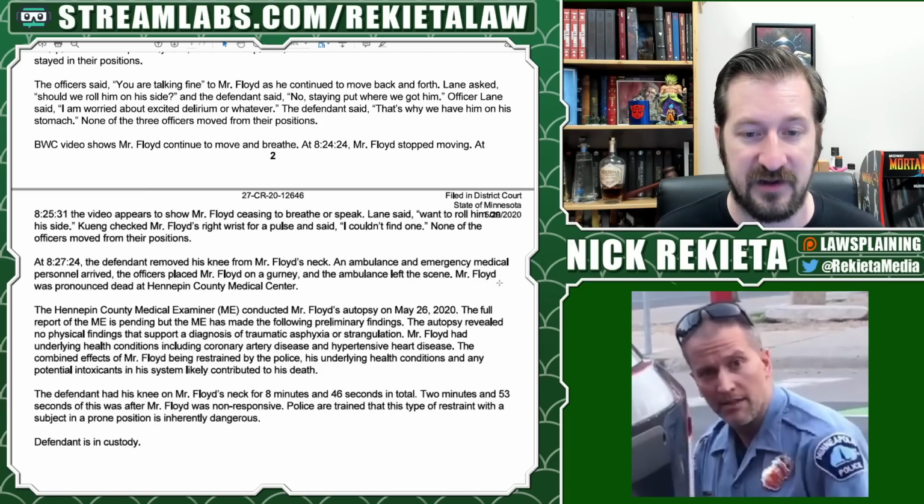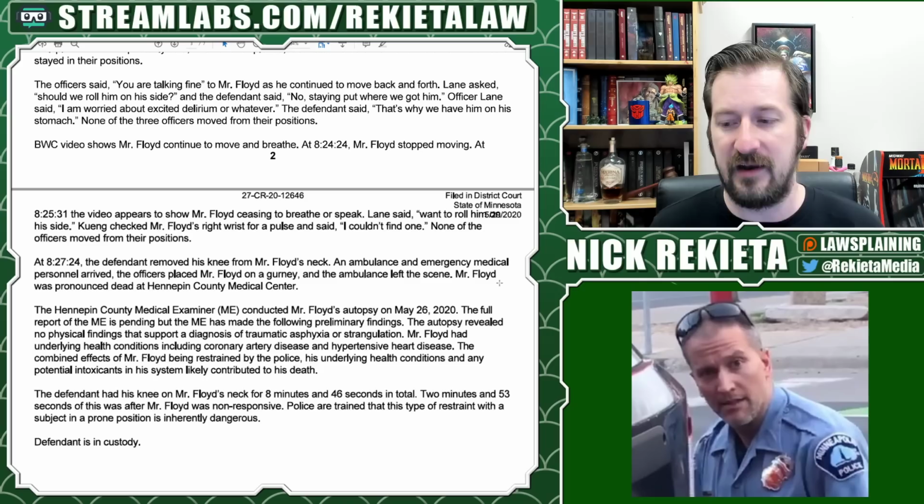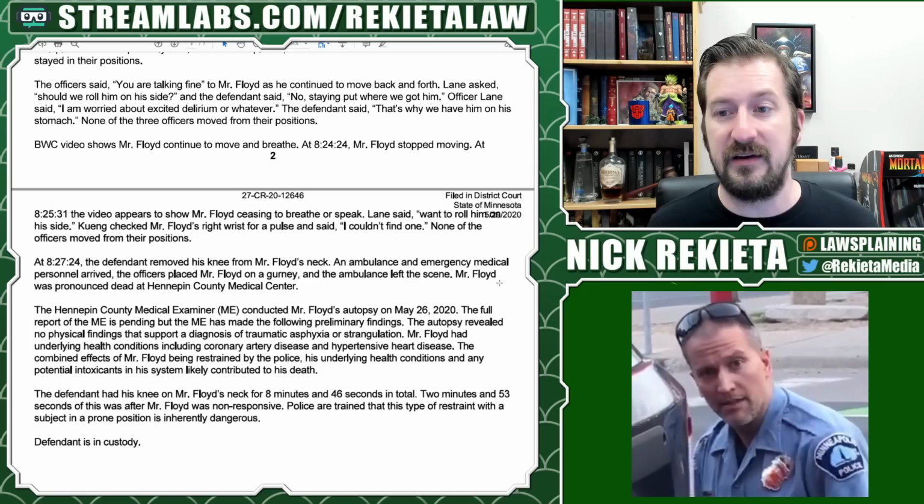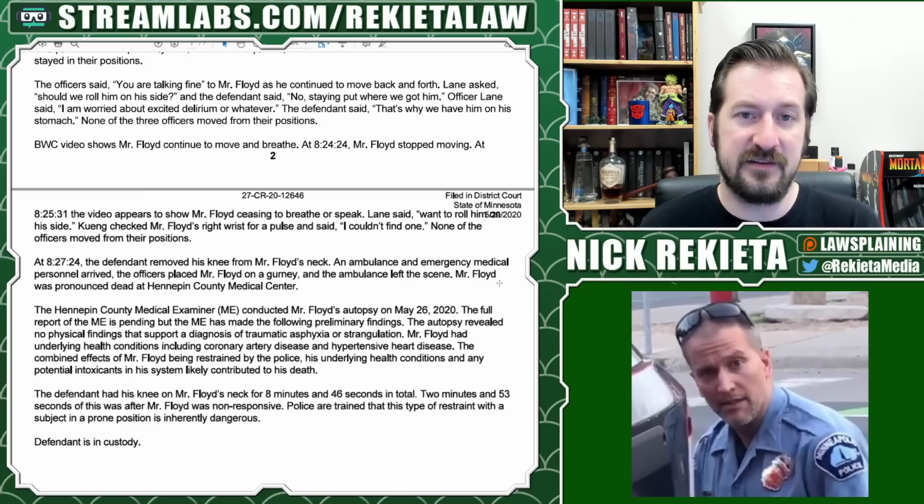Floyd was non-responsive. Police are trained that this type of restraint with a subject in a prone position is inherently dangerous. Defendant is in custody. And I want to stress that. It's been talked about that this is a police-trained technique, and it kind of is, but that training also entails that this technique is to be applied for a short amount of time to gain compliance. Think 30 seconds, something like that.